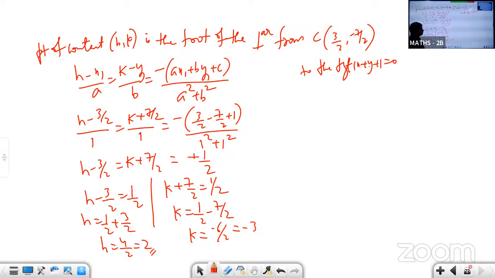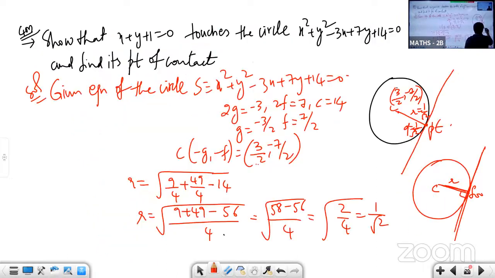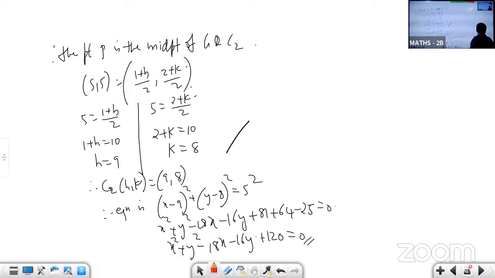So the point of contact, which is nothing but the foot of the perpendicular, is 2 comma minus 3. Very important kind of model. Is it clear?